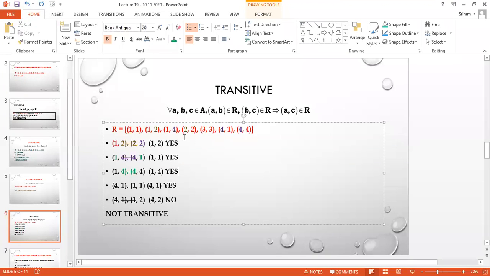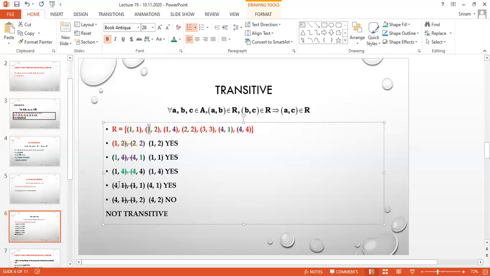Now I am going to take the next ones, 2, 2 and 3, 3. I said there is no need to take the similar pair. I am going to check the next one, 4, 1. When I take 4, 1, the pair is finishing with 1. So I am going to check which pairs are starting with 1. Here I am having 1, 1 starting with 1, and another pair 1, 2 starting with 1. So I am going to check for both the pairs.